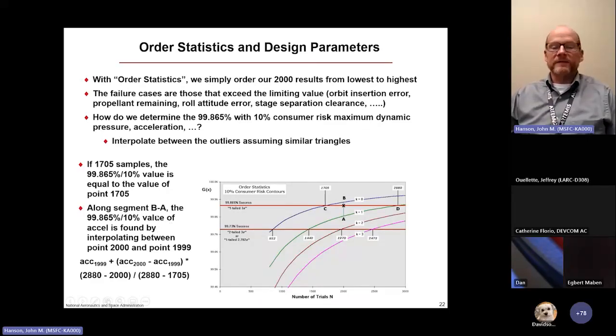So along this segment from B to A, the 99.865% with 10% risk value of acceleration is found by interpolating between 0.2000 and 0.1999, the last 2 cases, the 0 failure case and the 1 failure case. And the equation here just shows how you do that. The 1999 value of acceleration, the second to last data point, plus the right fraction of the way towards the 2000 value.